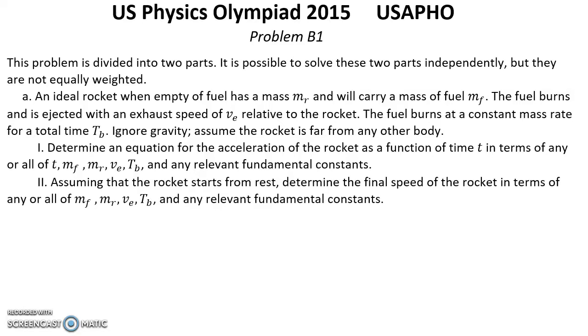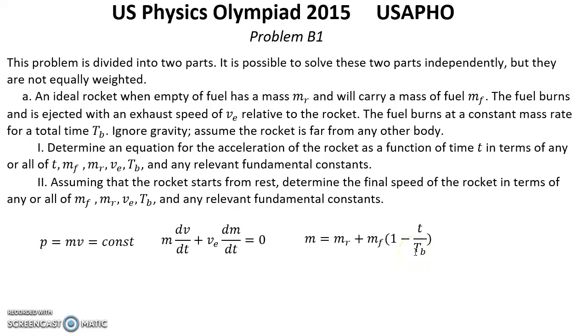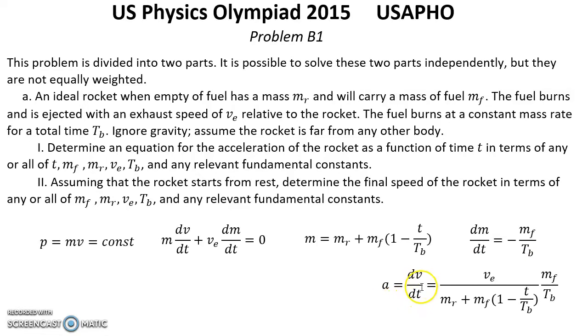Solution for question 1. Because momentum is constant, we can write that m v is a constant. So we can take the first derivative of this expression, and we have this equation. But the mass equals this expression, and dm over dt equals this expression. So now we can write the acceleration. Acceleration equals dv over dt, or this expression, which is the answer for question 1.